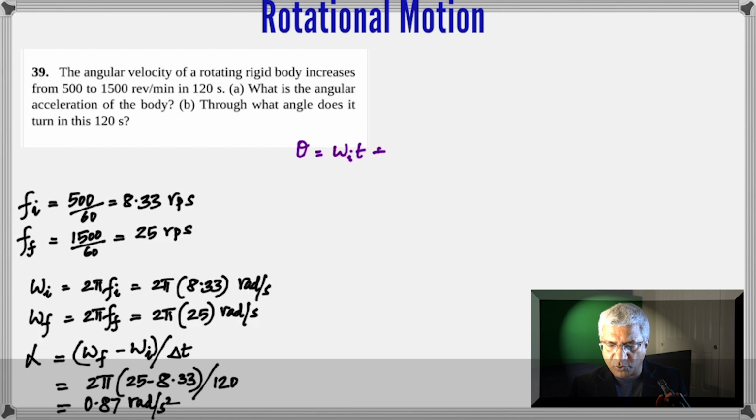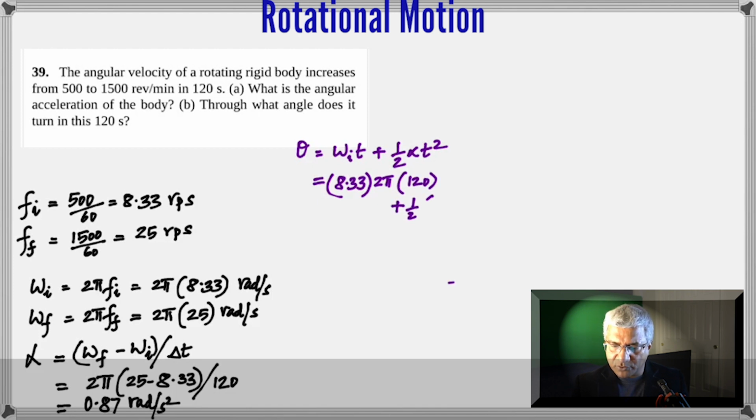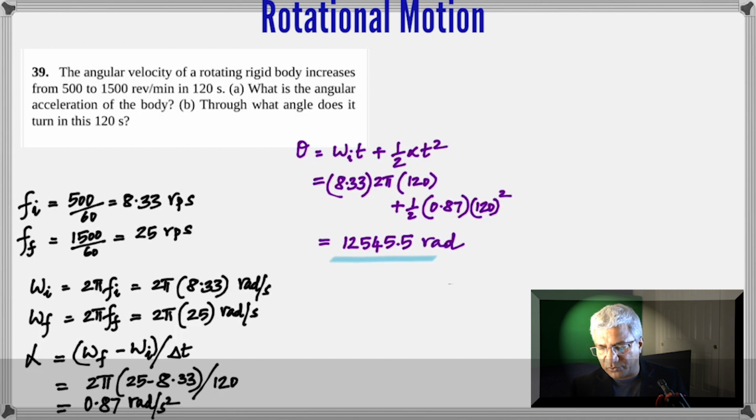Next, we got to find through what angle does it turn. So theta. Theta is omega i t plus 1/2 alpha t squared. Omega i is 8.33. The time is 120. So 2 pi times 120, because we need omega i, plus 1/2 alpha. We got alpha as 0.87, so that's why you have 0.87 there, t squared. When you do all that carefully, you get 12545.5 radians. So that's the total angle.